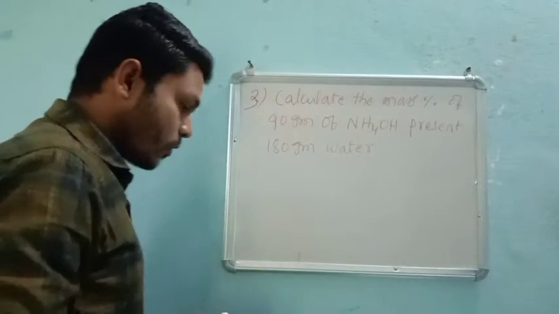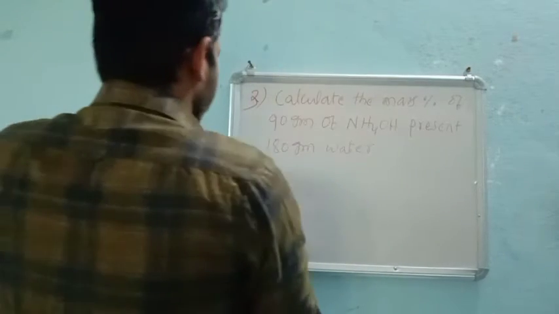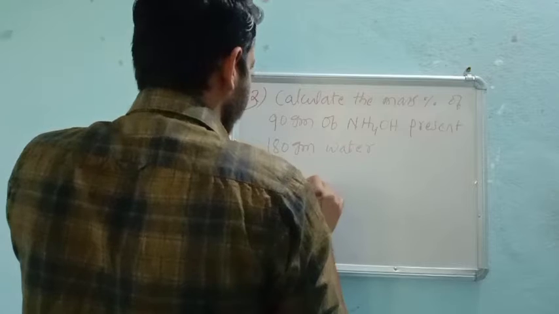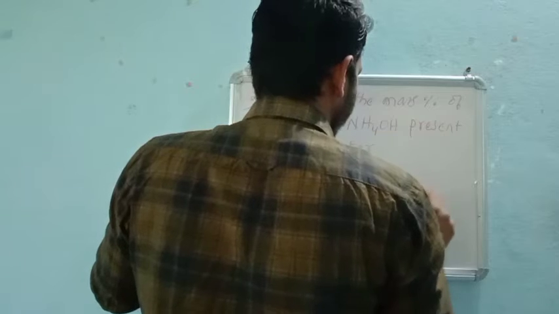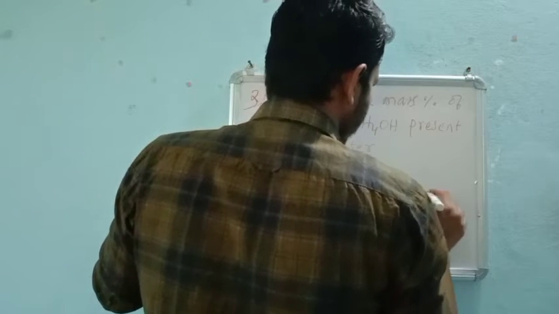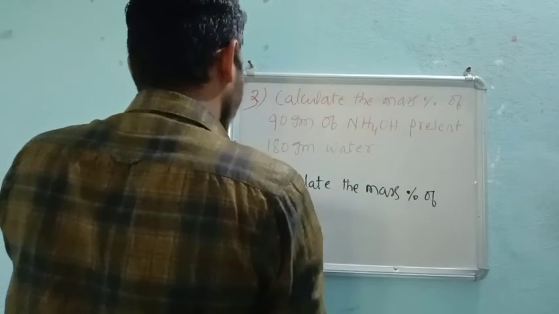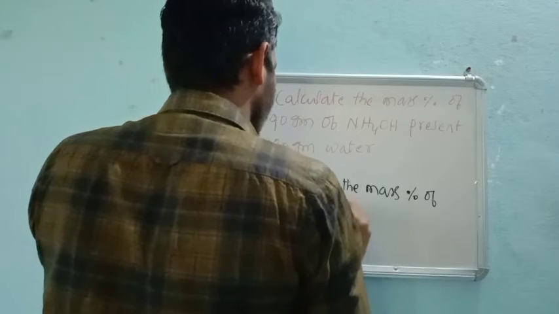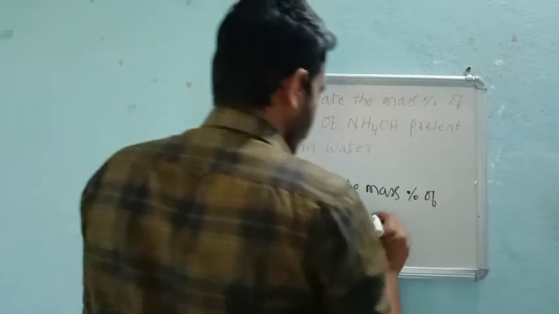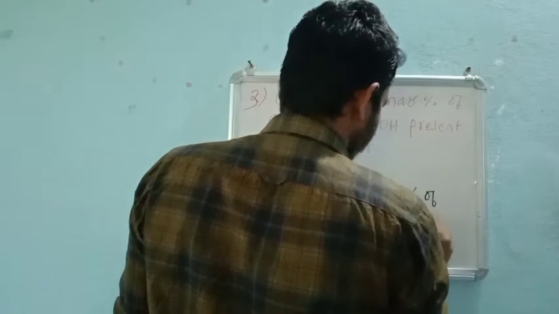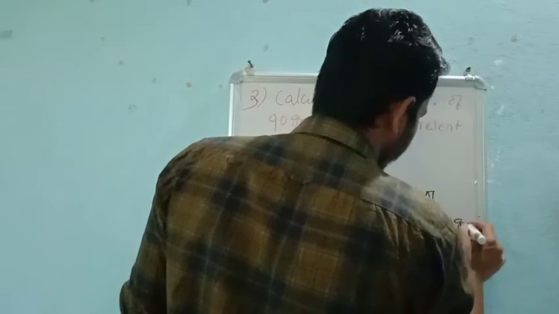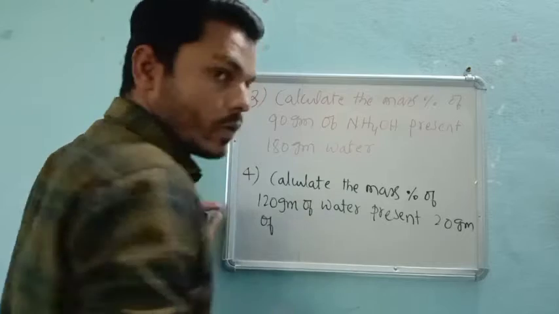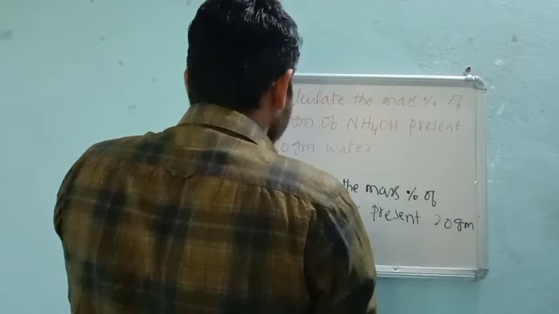If you want, you can take one more. The fourth one: calculate the mass percent of 120 gram of water present in 20 gram of NaCl.